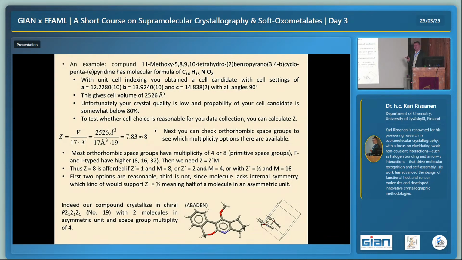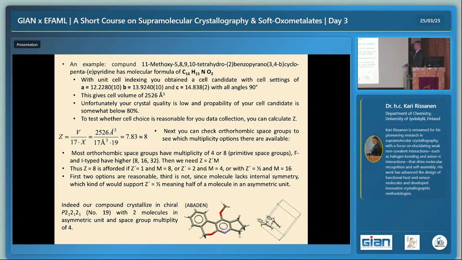Because Z has this property that it's always an integer number. It's 1, 2, 3, 4, 6, 8, 9, this kind of thing. It cannot be anything else. So then we know that it's 8. And now when you check the orthorhombic space groups, their multiplicity, meaning the Z, you will find out that it's either 4 or 8. In some cases, it could also be 16 to 18, but that's the idea. So Z equals 8 is absolutely fine.